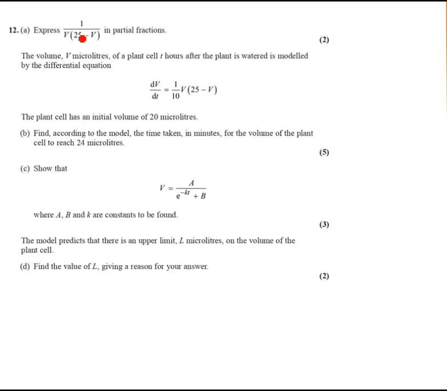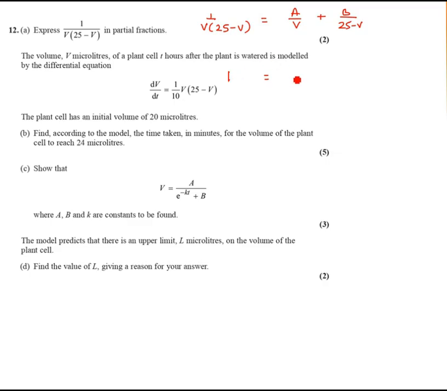Question 12a, express 1 over v times 25 minus v in partial fractions. Okay, so first thing we will do is we will write 1 over v times 25 minus v equals a over v plus b over 25 minus v. Okay, now we make the same denominator and then we compare the numerator.